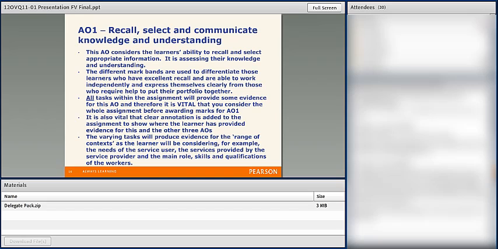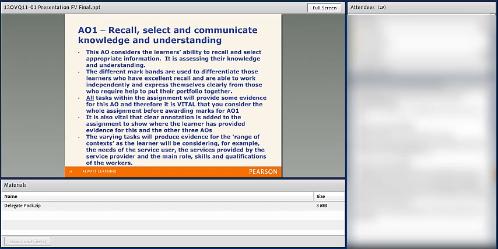It's also vital that clear annotation is added to the assignment to show where the learner has provided evidence for AO1 and also for the other 3 assessment objectives. It is quite acceptable for you to annotate the work. What you should do is, if you read a paragraph or an element within a learner's work, in the margin put AO1 or AO2 or AO3, whatever. That is quite acceptable. Some assessors also like to put the mark band in the margin.